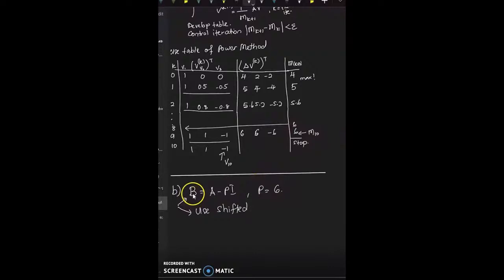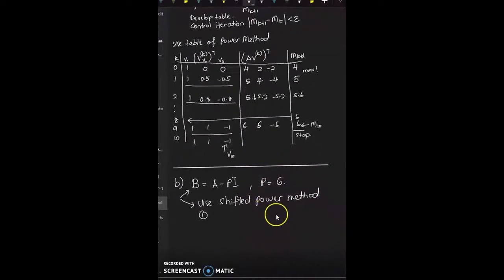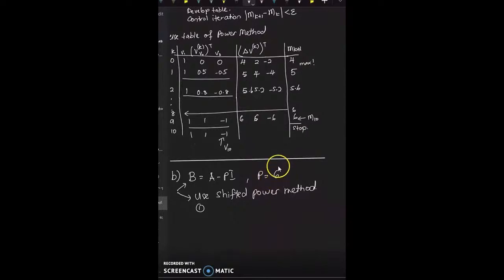Then we solve the problem using the process of the power method, however you change matrix A to matrix B. How do you do that? B is equal to A minus PI. This one you need to remember. We need to remember this formula. Then find B, and next apply the power method.